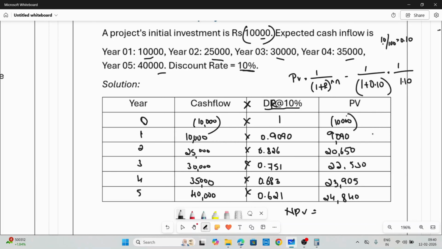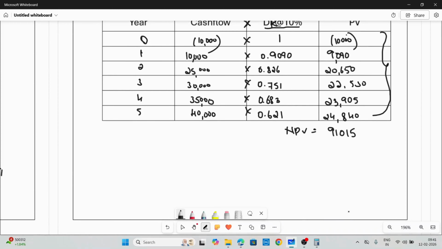So NPV is equal to the summation of everything. So what's the answer? It's 91,015. Now we have got the NPV. Let's calculate it.